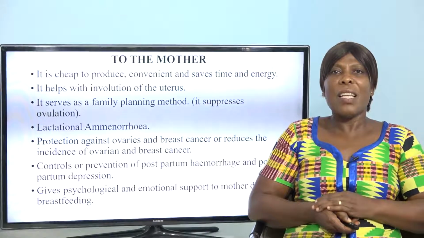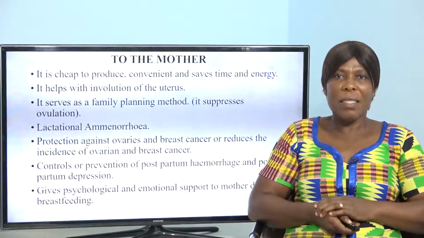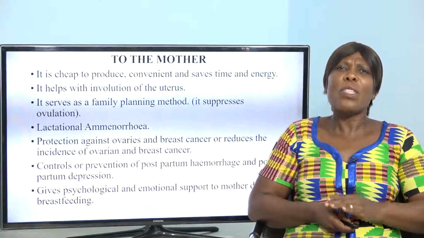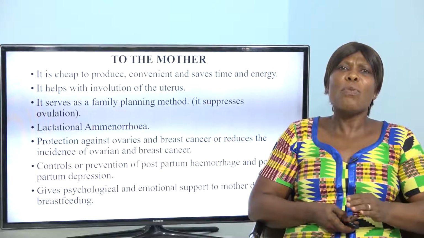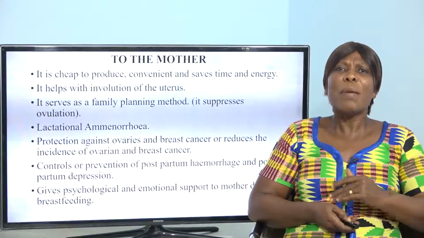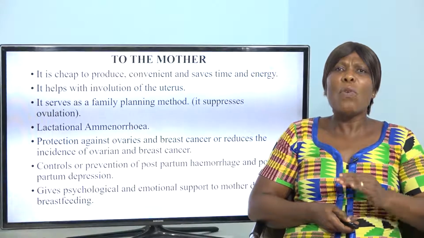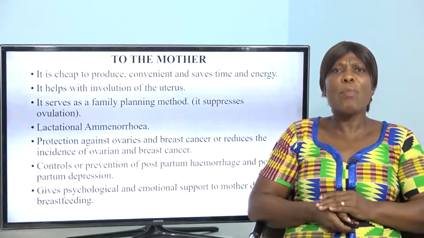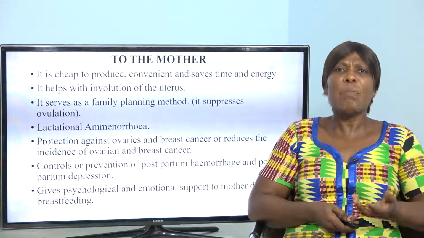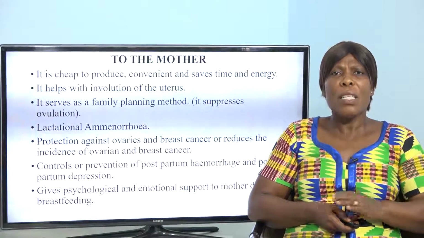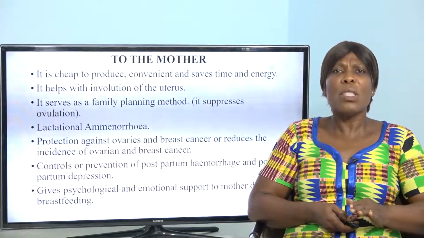It also serves as a family planning method. Why are we saying that? It suppresses what? Ovulation, because of what? Oxytocin and the prolactin that comes into the system. And then the hormones that are responsible for ovulation, which are the progesterone and then the estrogen, are being suppressed. Therefore, there is no what?